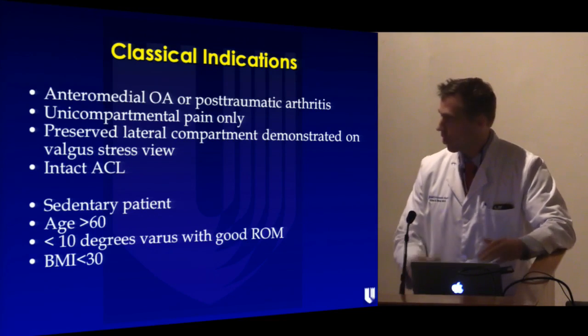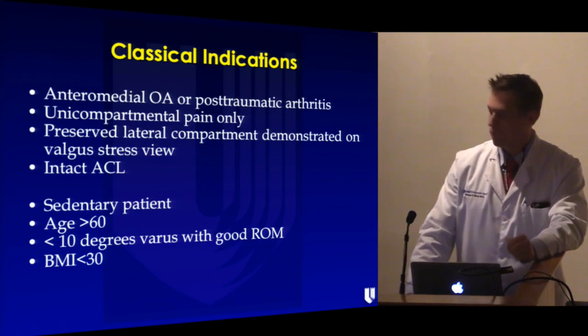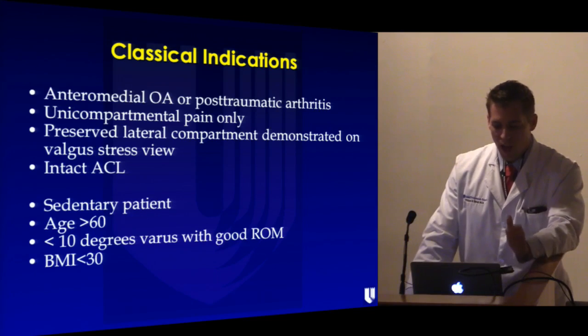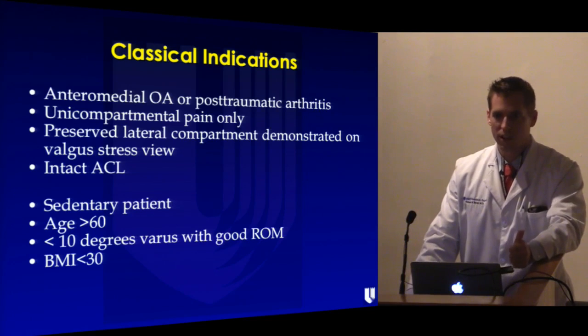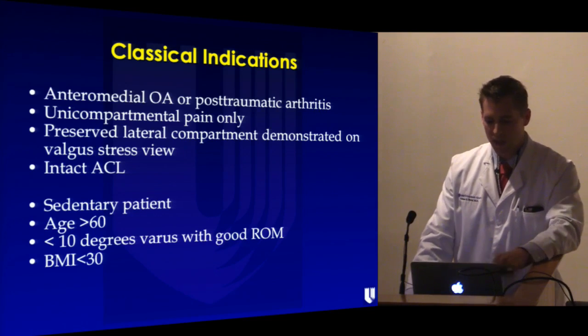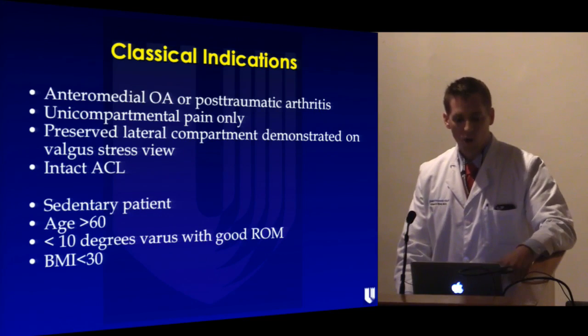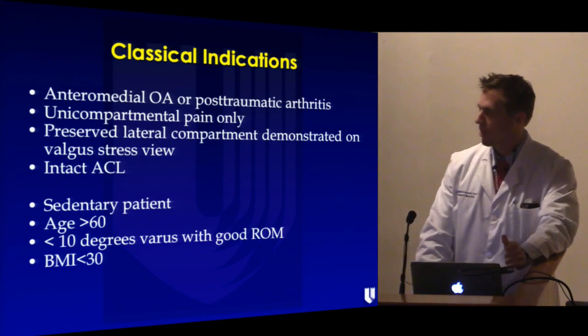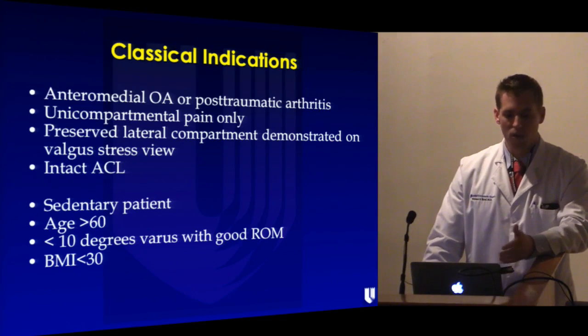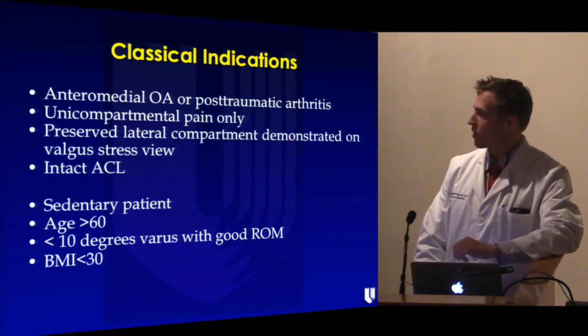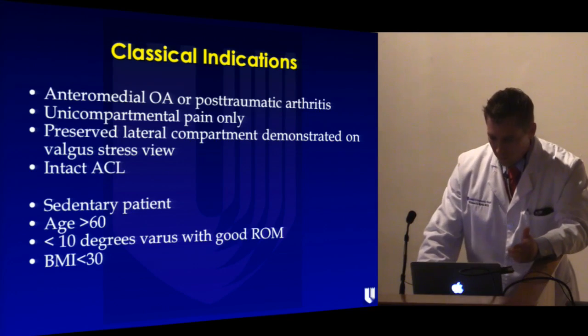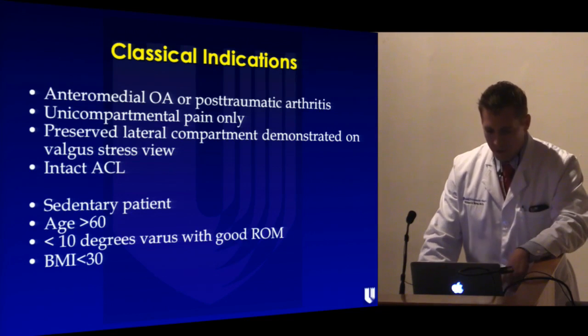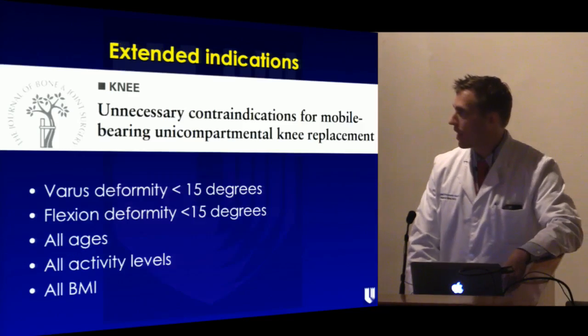So where things start to get a little murky is when you start talking about the patient. Cozen, again, who are the conservative folks, believe that the patient should be sedentary, older than 60, have a low degree of deformity with less than 10 degrees of varus with good range of motion and no flexion contracture, as well as a BMI less than 30. Keep in mind, these were first described in 1989.